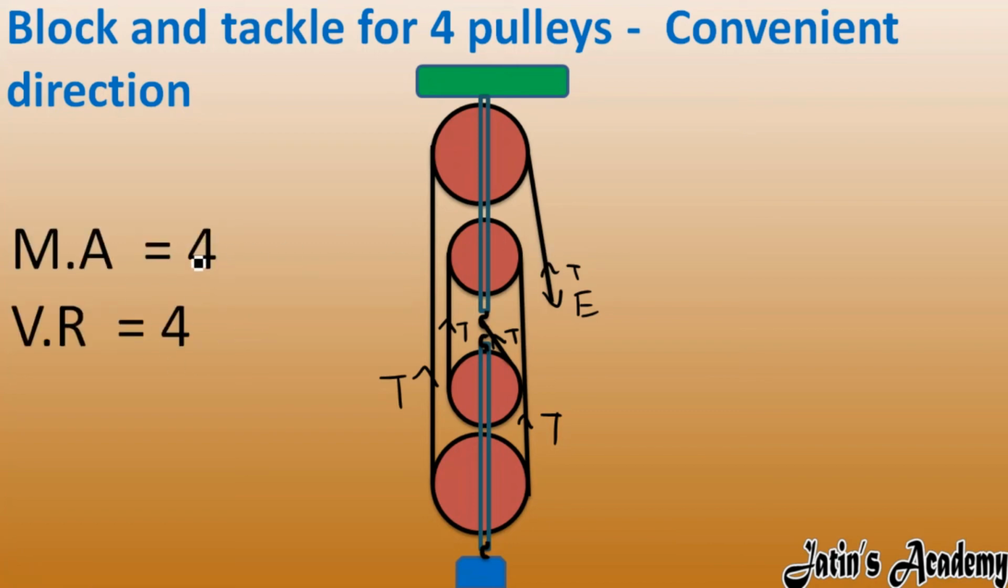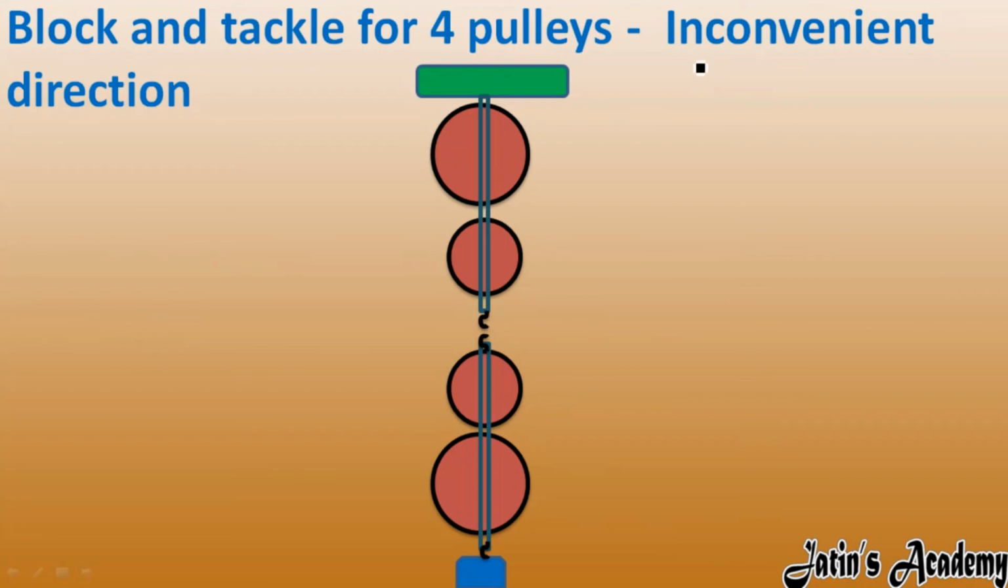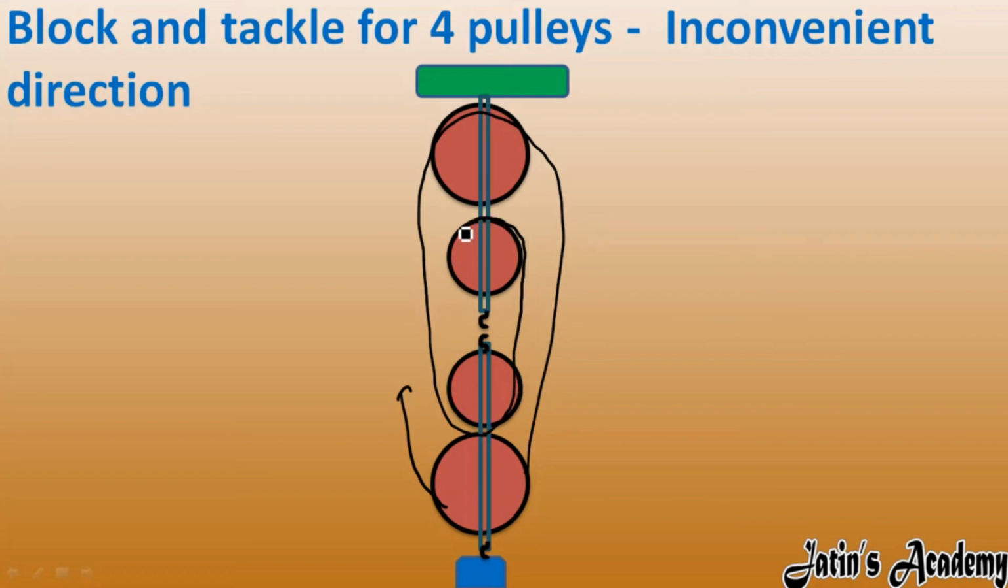Clear? Now we have to see a very important case, block and tackle system for 4 pulleys in the inconvenient direction. So what is the meaning of inconvenient? Inconvenient means we have to take the direction from this side, meaning now we are moving the pulley in the upward direction. We are using an inconvenient direction. So here this string is moving from this point to this point, from this point to this point. Like this you have to use the string. After that I will make it also. So here you have a block and tackle system for the inconvenient direction.